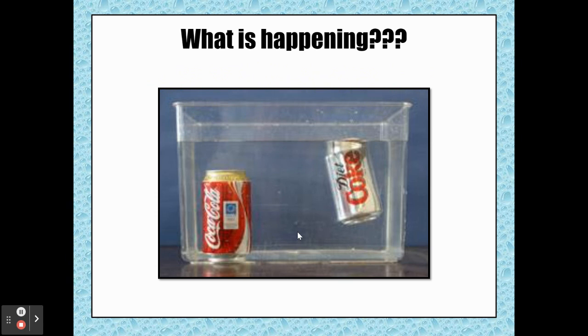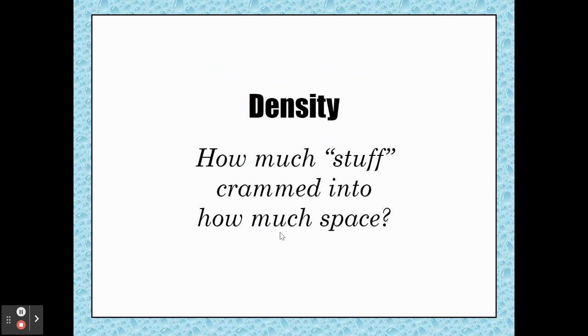Well, one of the reasons is the amount of sugar that is in each can, right? More sugar means more density. So you could see that the regular Coke is more dense. It has more sugar. So that is part of the answer. So let's keep going. Density. What is density? We got to know what that is.